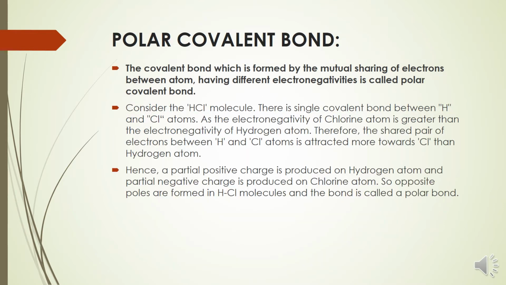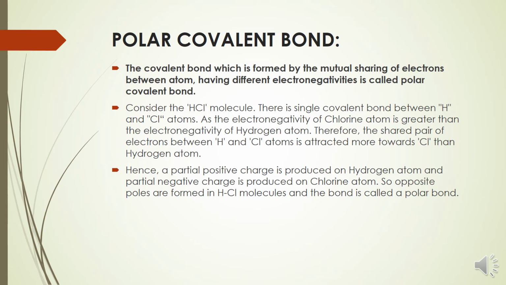Clear? Polar covalent bond. The covalent bond, which is formed by the mutual sharing of electrons between atoms having different electronegativities, is called polar covalent bond. Means the attraction for electrons is different, or their nuclear size or nuclear charge is different from each other, so that will form poles on each side, and that's why that molecule will be called a polar covalent compound having polar covalent bond.